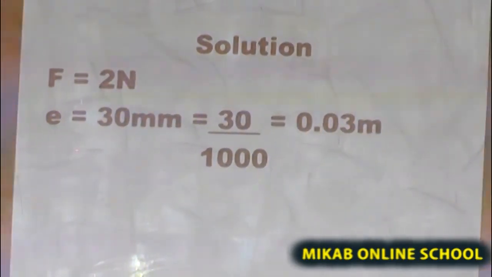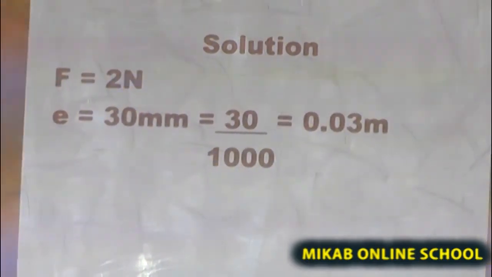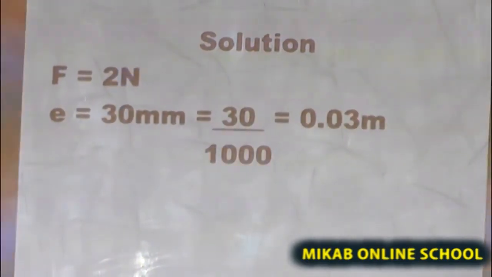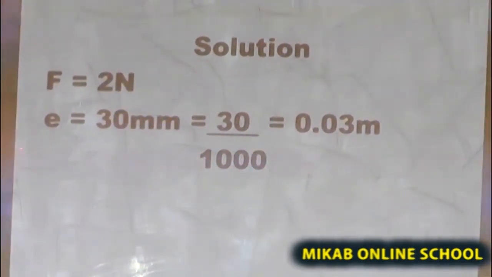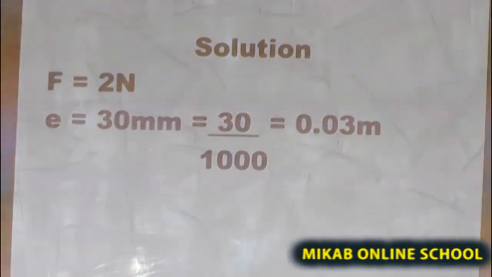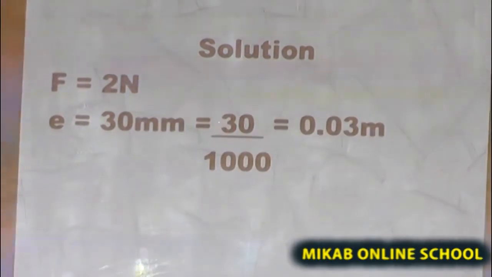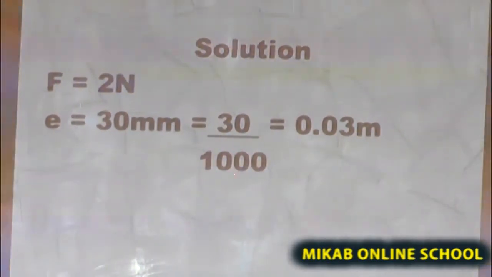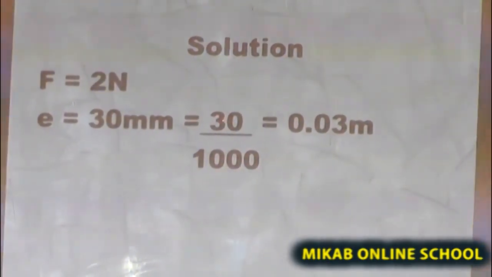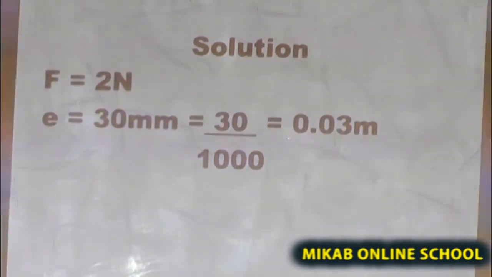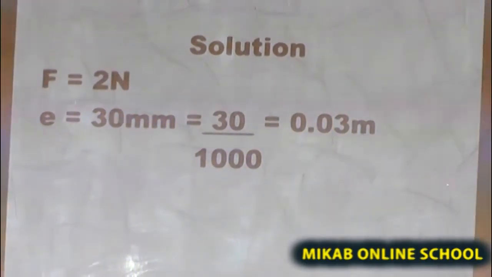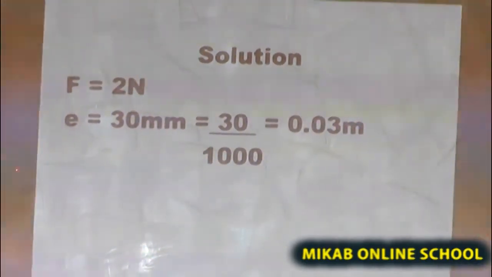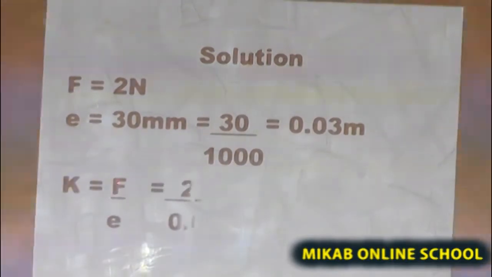But if you are converting from centimeter to meter, you divide by 100. You look at the difference now. From millimeter to meter, divide by 1000. From centimeter to meter, you divide by 100. That is why we have 30 divided by 1000. And if you use the calculator to divide 30 by 1000, what you are going to have from the calculator is 0.03 meter.